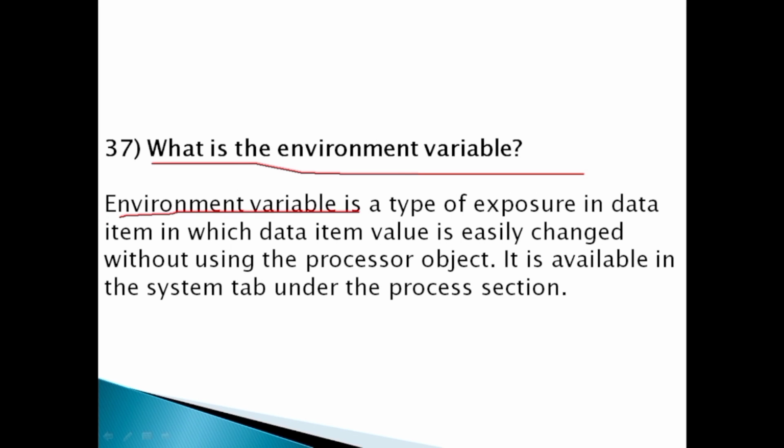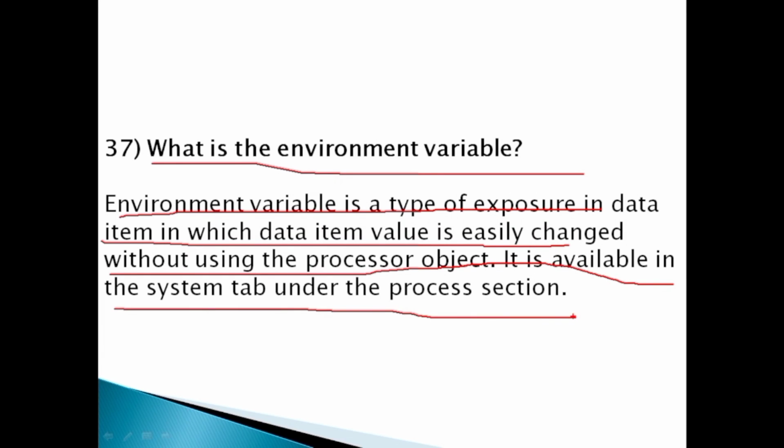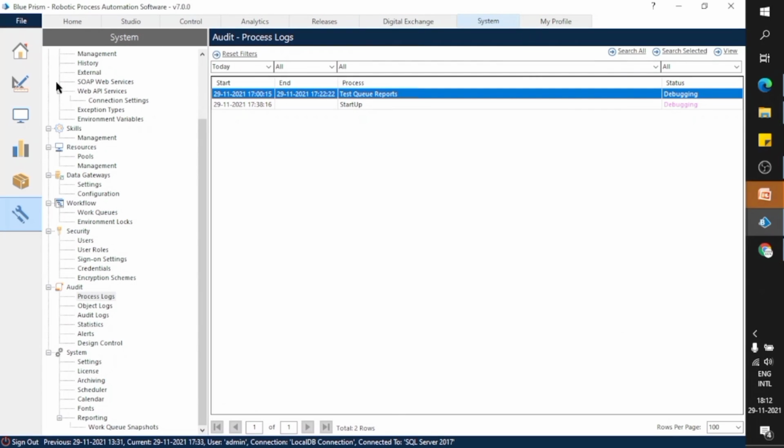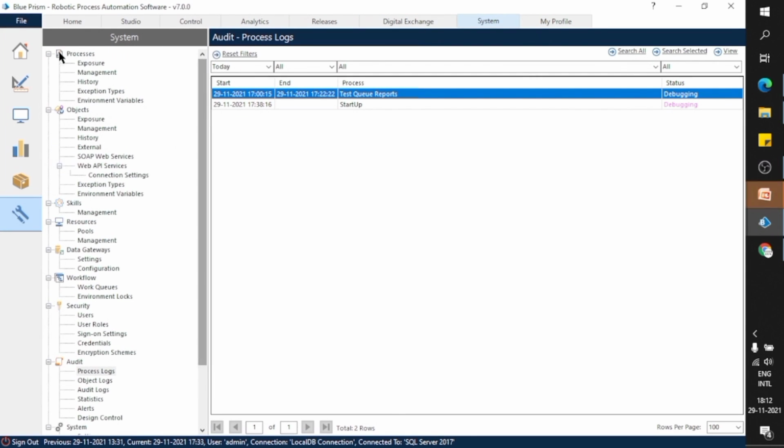What is the environment variable? Environment variable is a type of exposure in a data item in which the data item value is easily changed without using the process or object. It is available in the System tab under the process. Here you can see the list of environment variables.